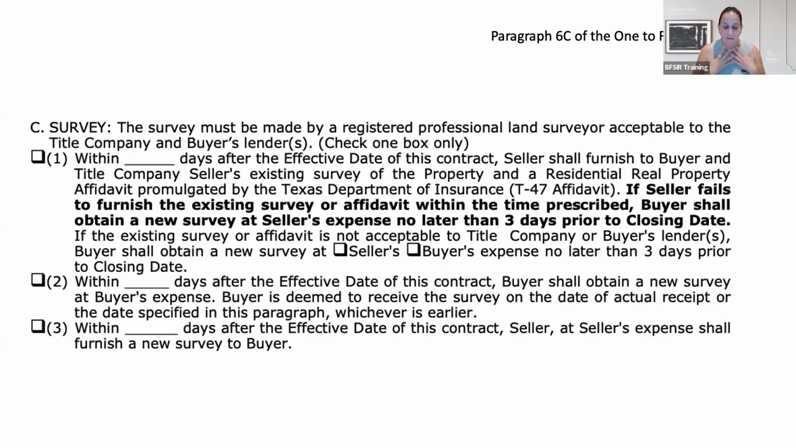Does that make sense? That's my recommendation. I don't understand why someone would buy a $2 or $3 or $4 million property and not want to pay like $700 for a new survey that makes their policy stronger and will show them the current state of the property versus something old that's been passed around several times.